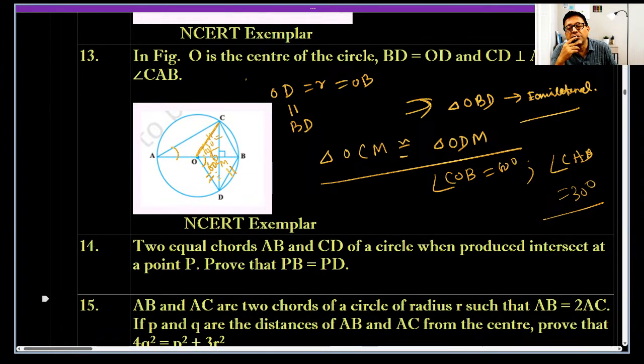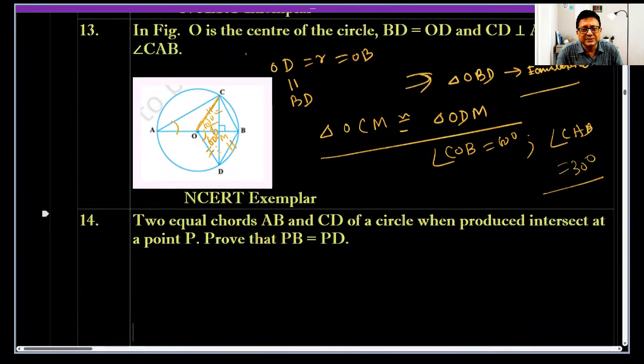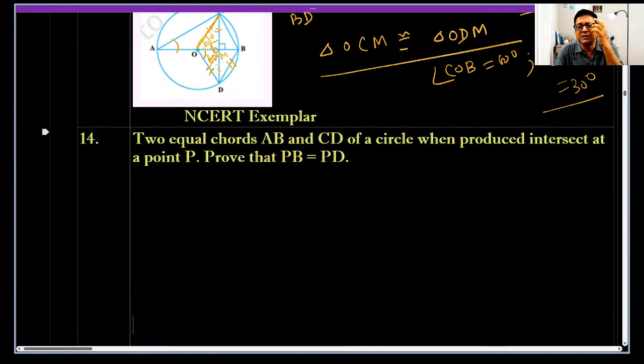Now go for this one. Two equal chords AB and CD of a circle when produced intersect at P. Prove that PB equal to PD. I don't know from where I have taken. Maybe this is also an exemplar book problem. Okay, this is an introductory class, better we don't do very difficult sums.